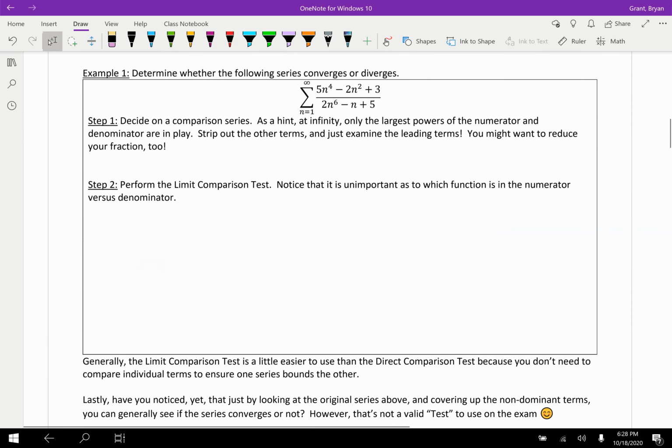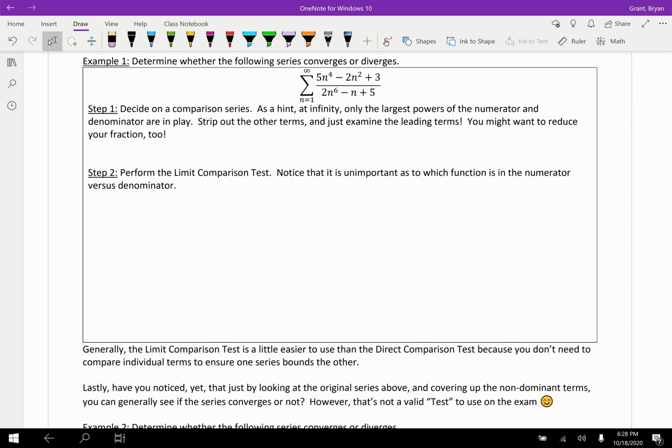So let's run through 2 quick examples then. First one, we have to determine whether the following series converges or diverges. Step 1 is always deciding on a comparison series. What do we want to compare the series above to? Now, if you were doing a direct comparison, you'd want to make this as simplistic as possible. You say, what about 5n to the 4th over 2n to the 6th? We choose that because you can simplify this, and that becomes 5 divided by 2n squared. If you think of this, it's 5 halves times 1 over n squared. That's a p series, p greater than 1. That guy's going to converge. That seems like a good one to compare.